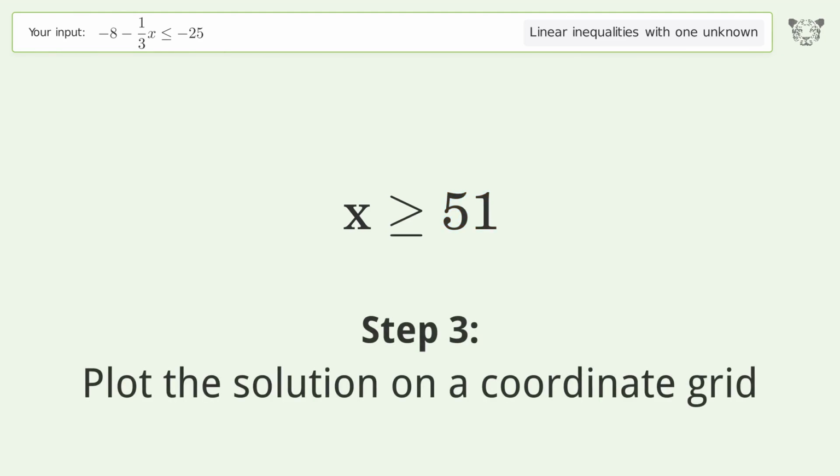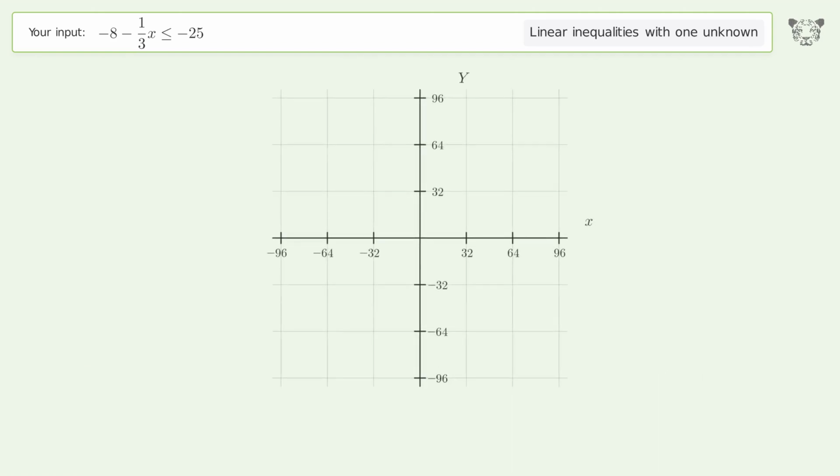Plot the solution on a coordinate grid. And so the final result is x equal or greater than 51.